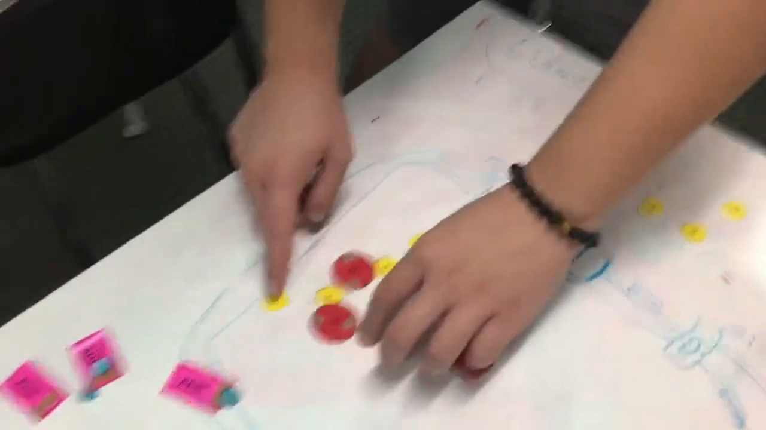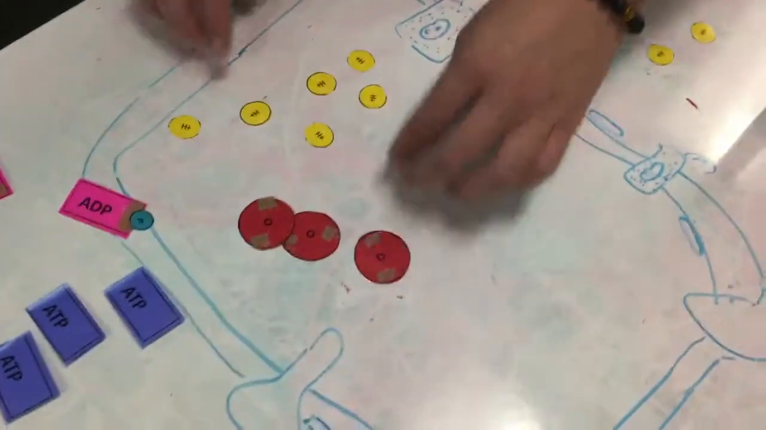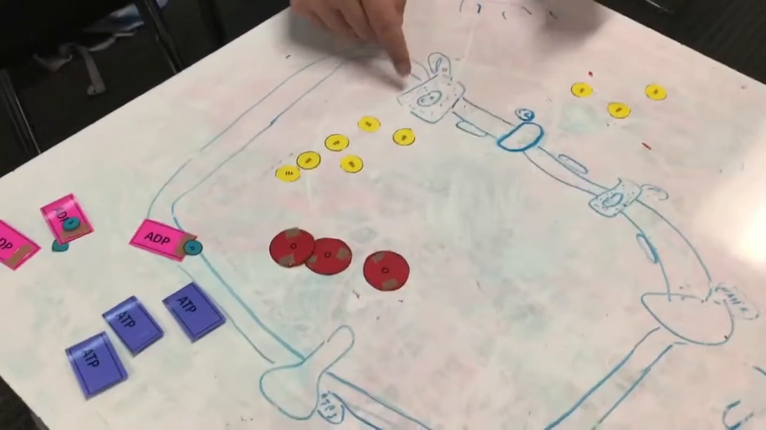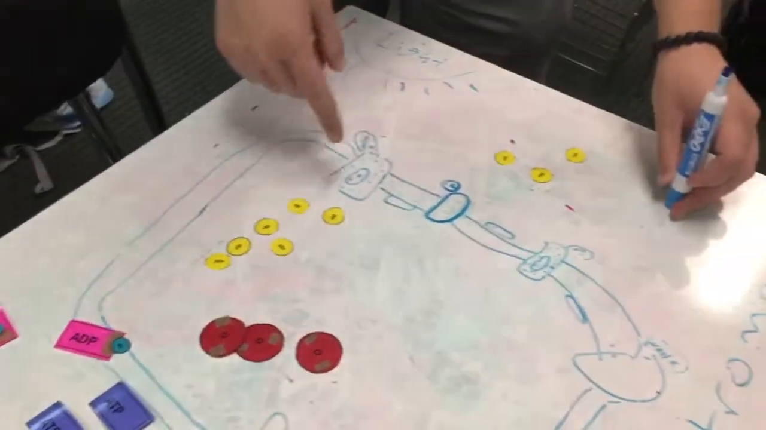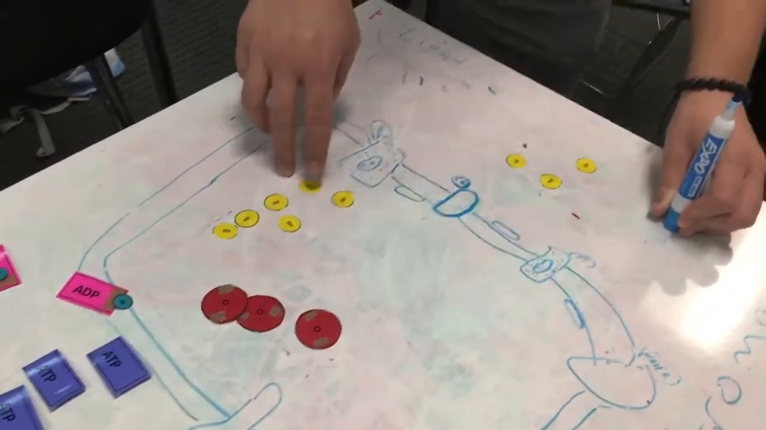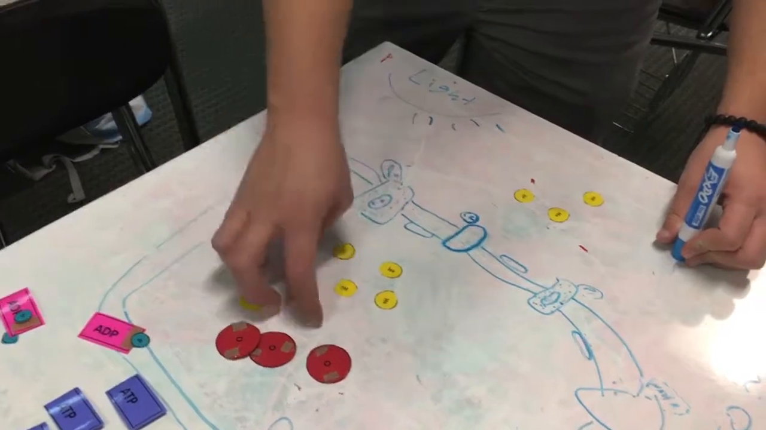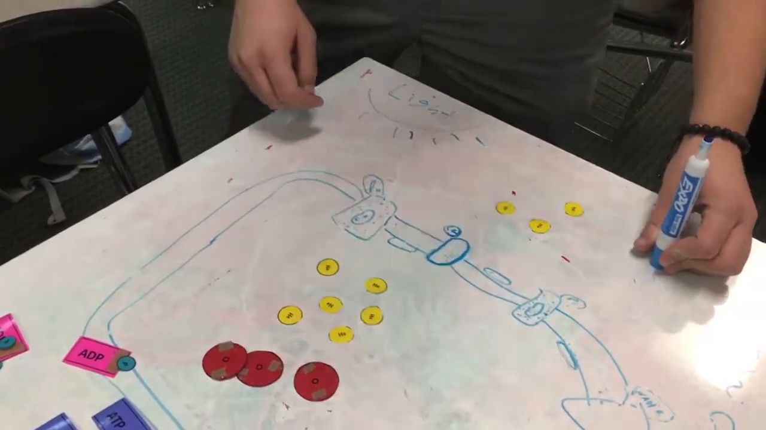So oxygen just kind of chills out over here as a byproduct, but these hydrogens now donate their electrons to the reaction center of photosystem 2. And now that these hydrogens don't have their electrons anymore, they're now hydrogen ions, and they're just kind of chilling in here, building up a nice little concentration gradient.